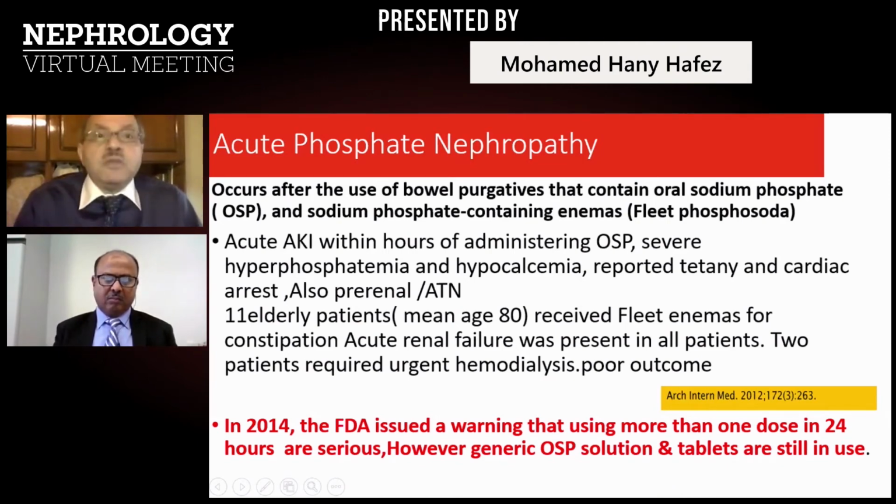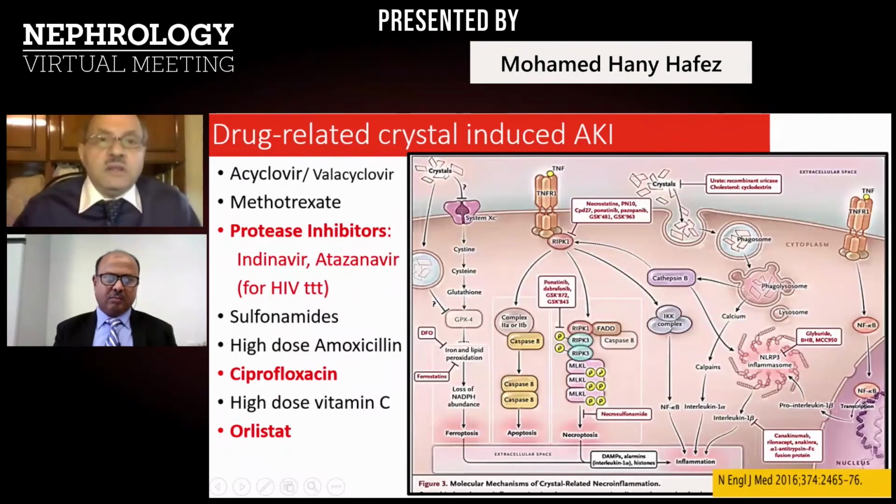What about the drug-related crystal-induced acute kidney injury? Protease inhibitors for HIV treatment, acyclovir, sulfonamide, ciprofloxacin, very commonly used, orlistat, another drug used for slimming beside the herbal medicine. All of these may lead to drug-related crystal-induced acute kidney injury, and high-dose vitamin C that sometimes we take without any reason is not very good.